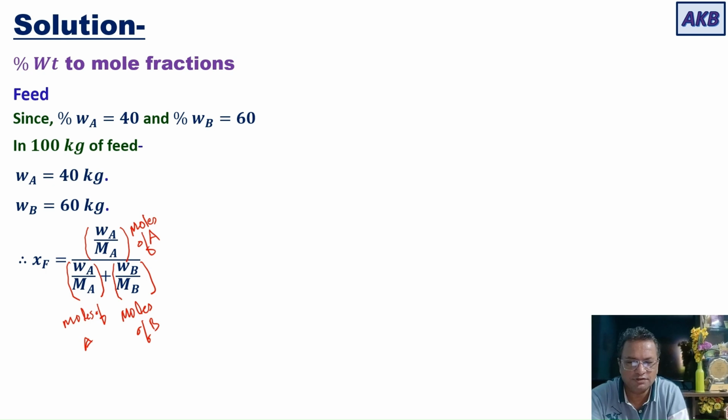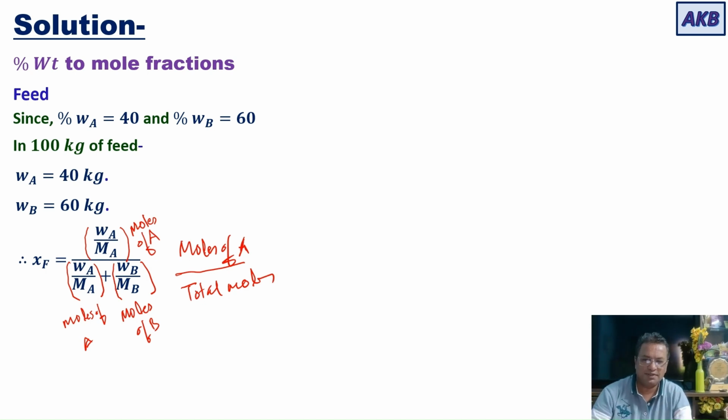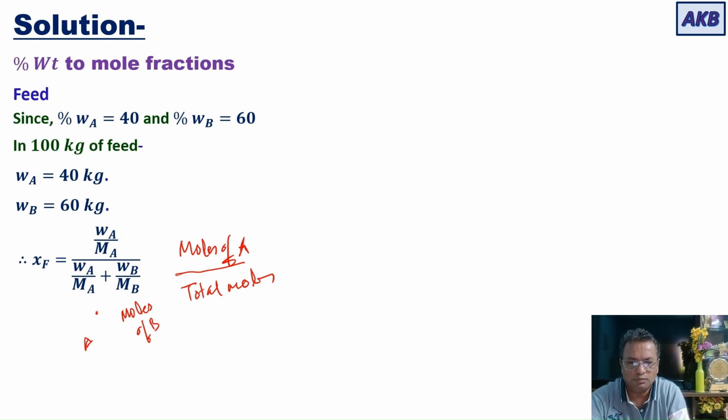So that means this formula is moles of A divided by total moles. So this is nothing but mole fraction. Okay, so in this way, you can convert the composition which is given on weight percentage basis to mole fractions. So a very simple concept you can learn over here: moles of individual component divided by total moles. Okay, let me first erase this.